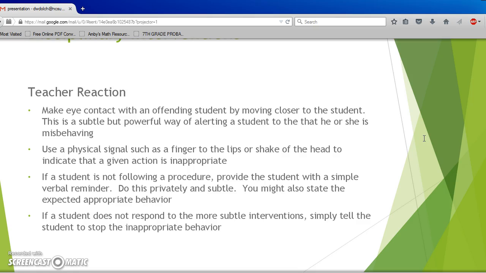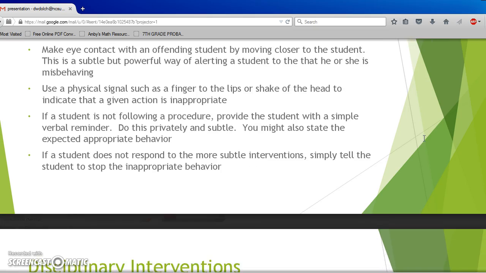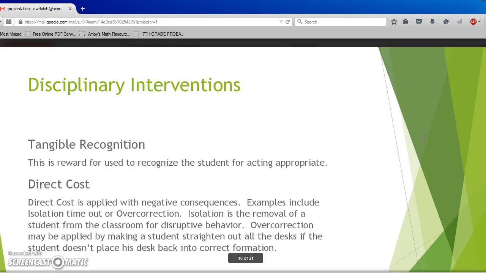Do this privately and subtly. You might also state the expected appropriate behavior. If a student doesn't respond to the more subtle interventions, simply tell the student to stop the inappropriate behavior.